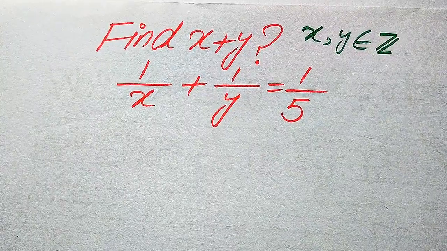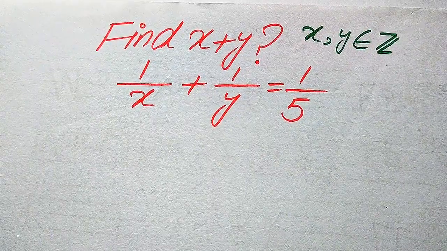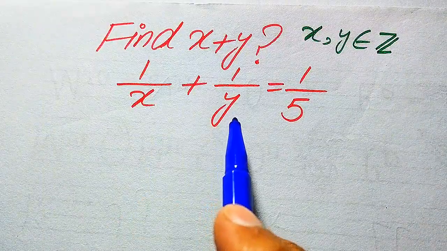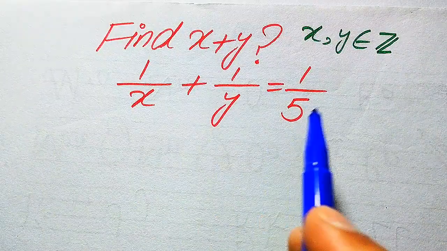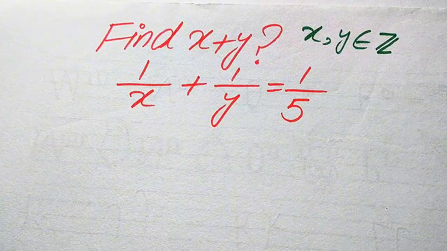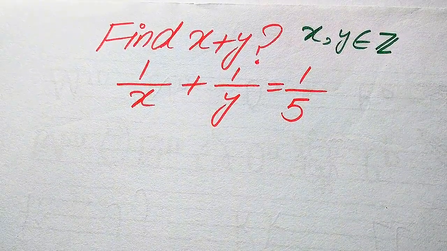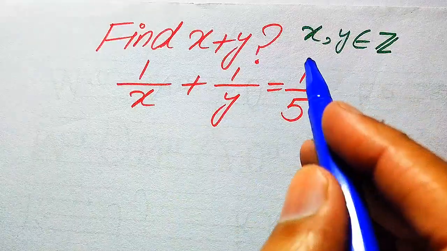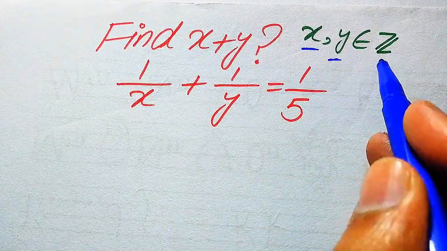Hello everyone, how to solve this problem for the values of x plus y. If we have 1 over x plus 1 over y is equal to 1 over 5, and we solve this problem for the values of x plus y. So here remember one thing, that our x and y are integers.